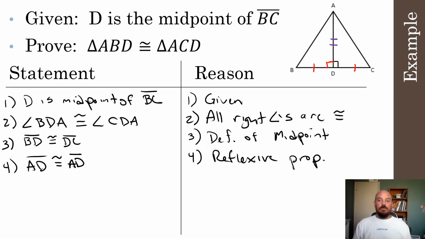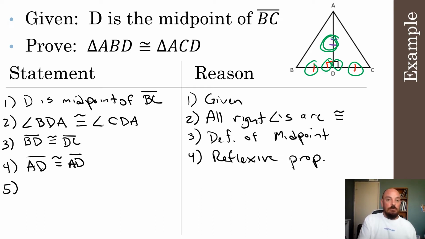Reflexive property is the one where you say anything is equal to itself. Now, if you look at what we have here, our triangles are congruent by SAS, because, let's circle them up here, we have side, angle, side in one triangle, and then the same side, angle, side in the other triangle. That's SAS. So I'm ready to say, remember what we're trying to prove.